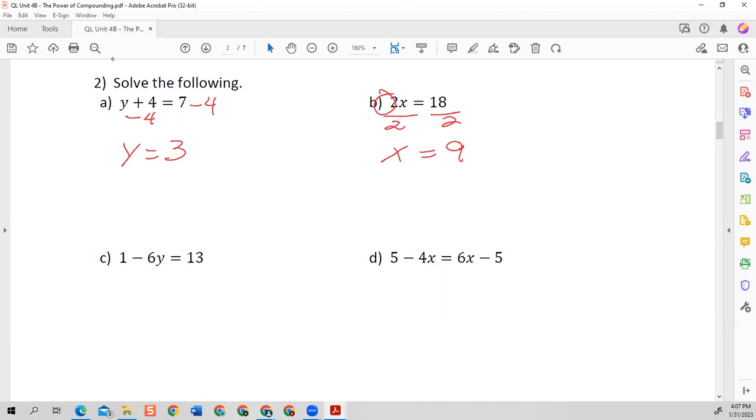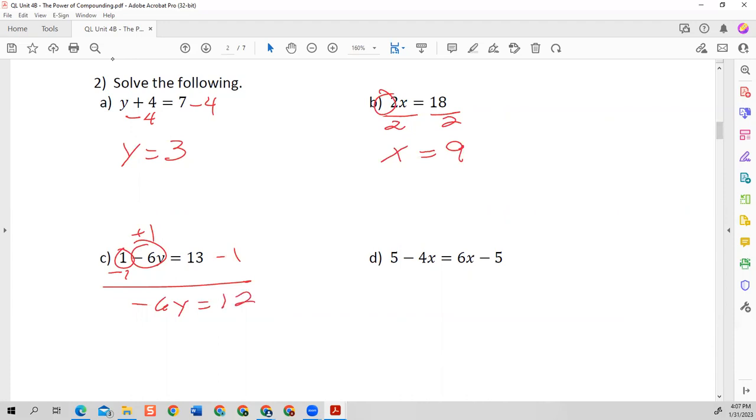C, we have a constant and we have a negative coefficient on y. We need it to be a positive 1 and it's not. So first things first, let's get this constant to the other side. It's positive, so I'm going to subtract it. And then it leaves me negative 6y equals 13 minus 1 is 12.